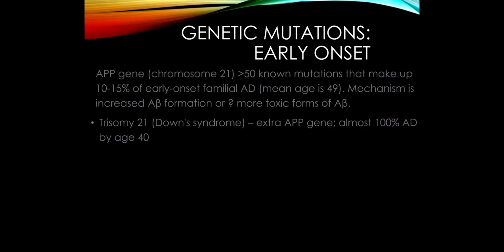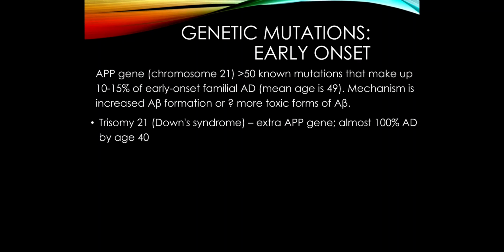So a few of the known genetic causes, the first that I'll go through are very uncommon and are mainly associated with early onset Alzheimer's dementia. So the amyloid precursor gene on chromosome 21, there are more than 50 known mutations, but altogether these only make up about 10 to 15% of the early onset familial Alzheimer's disease. So really these are quite rare. So mean age is 49, so these tend to be autosomal dominant, so there are lots of known family members.